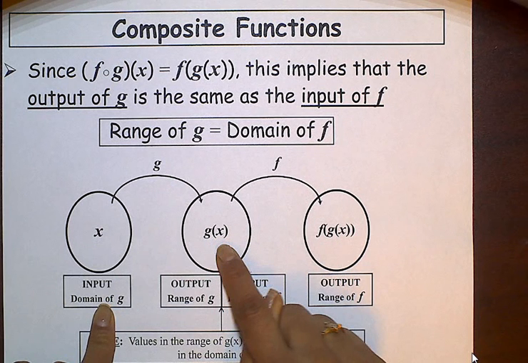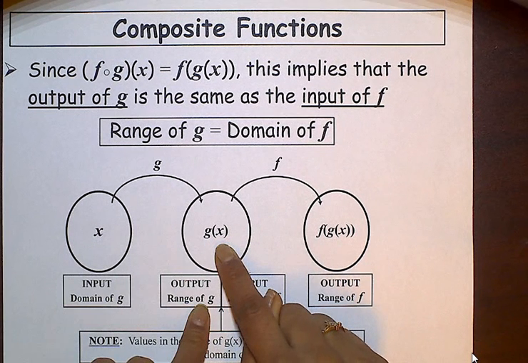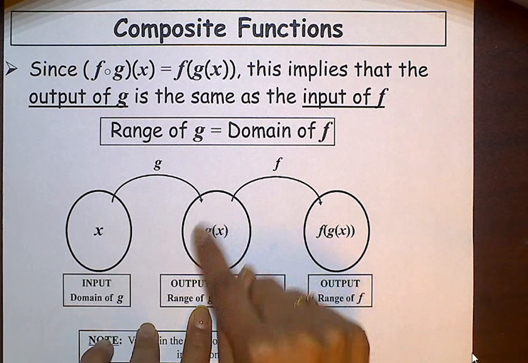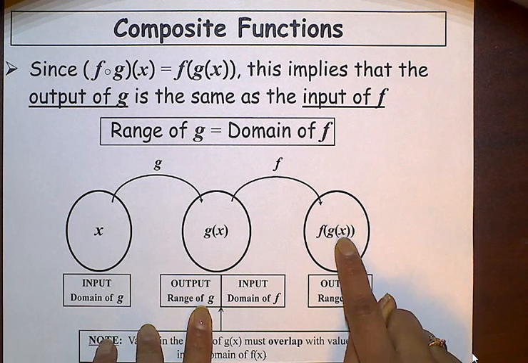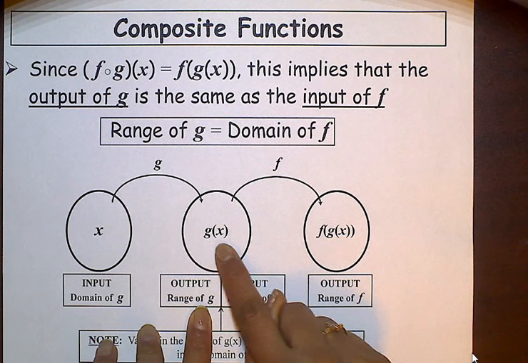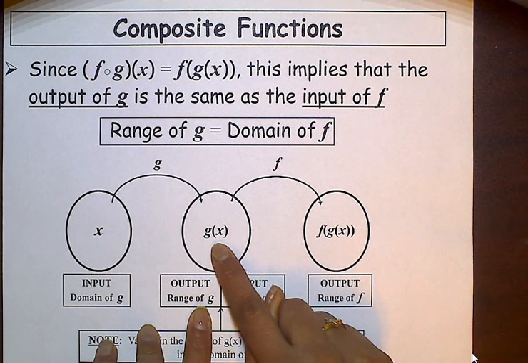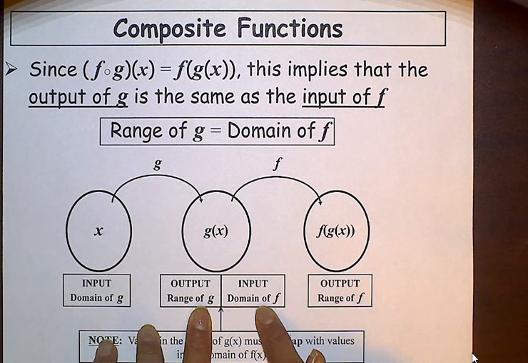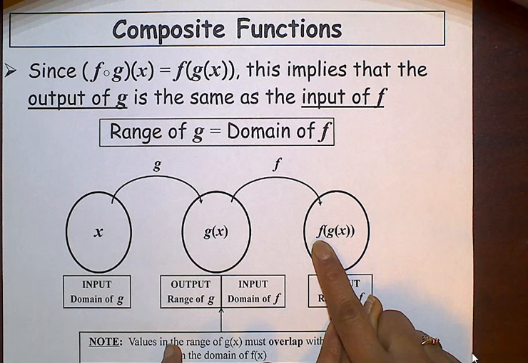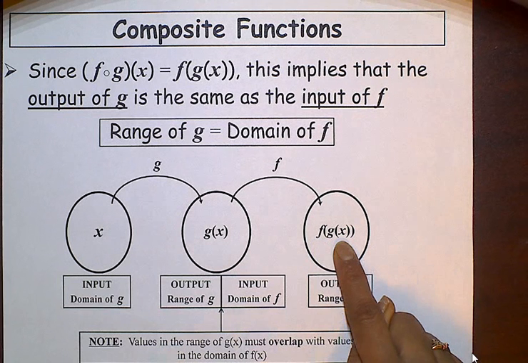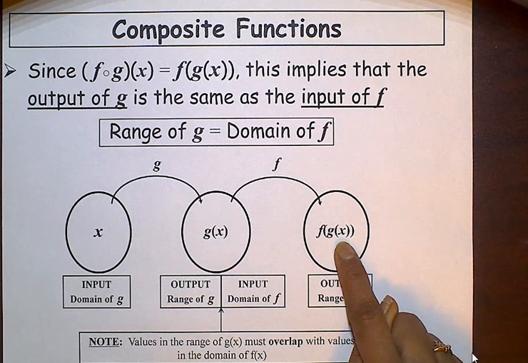Now this output g of x becomes the input for my function f of g of x. Since that becomes the input for f, that is now going to be the domain of f, and my output of f is basically going to be f of g of x. So the output of g of x is now going to be the domain for f of g of x.